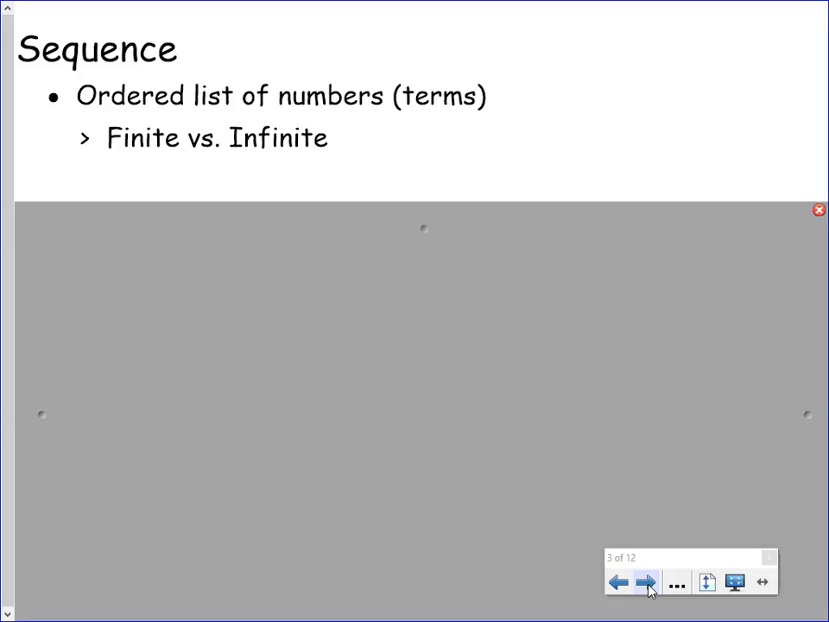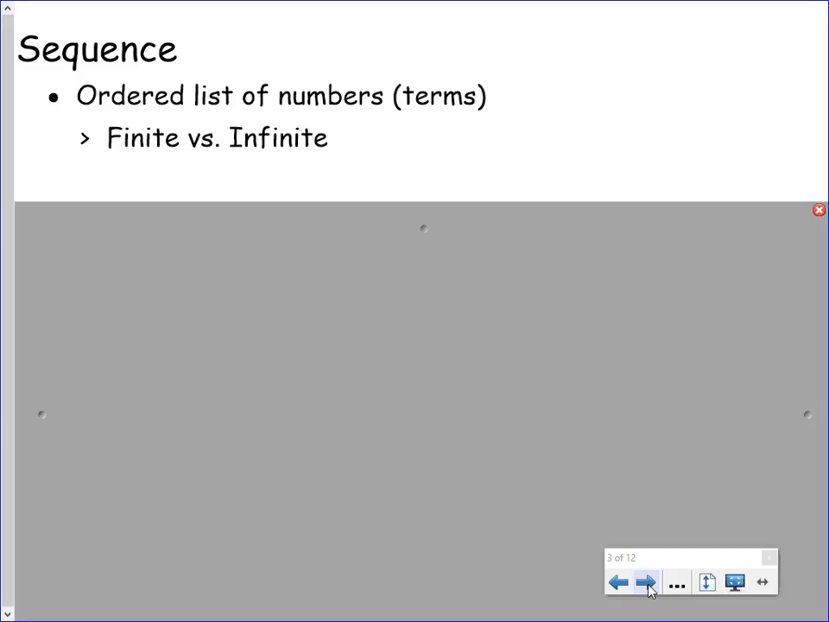And sequences can be finite or infinite. When I gave you the warm-up, I said, list the perfect squares up to 10 squared. So everybody had the same list from 1 to 100. That's a finite sequence because we stopped.